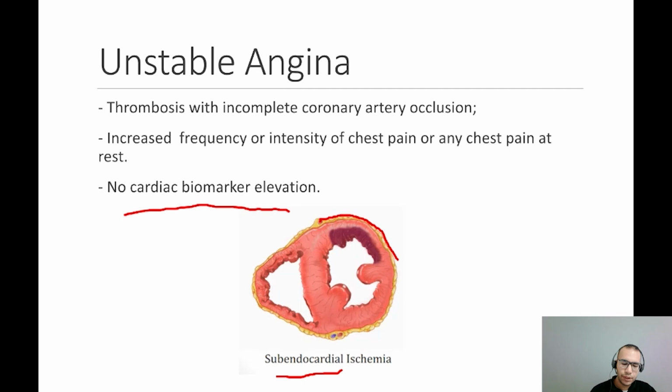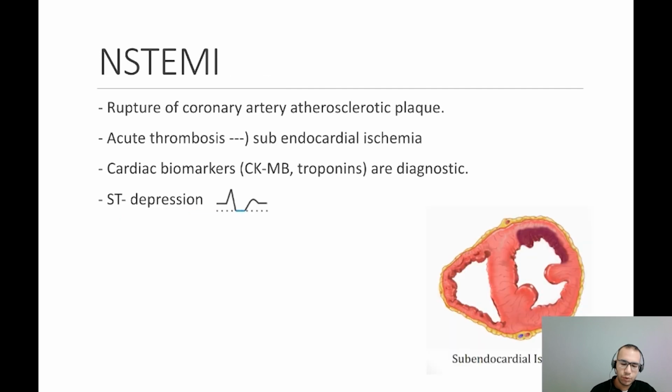The next syndrome is non-ST elevation myocardial infarction. It's basically the same as unstable angina, but here it developed into an infarction. The subendocardial layer suffers infarction, not just ischemia, which means that there is cell death, and cell death means that we have elevated troponins. This syndrome will also appear as ST depression, just like unstable angina.